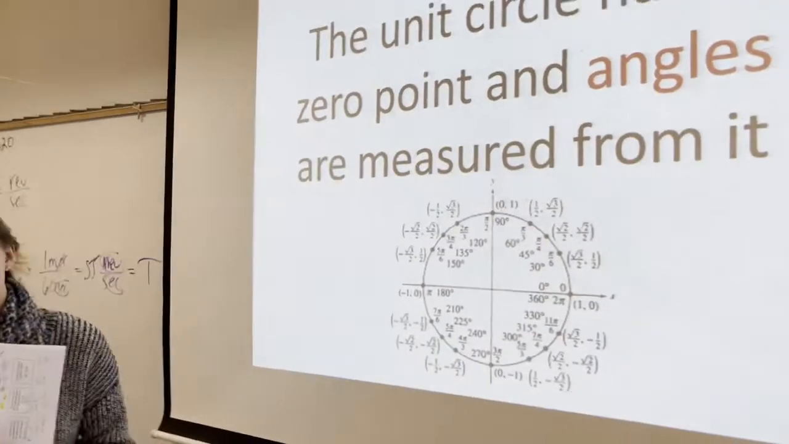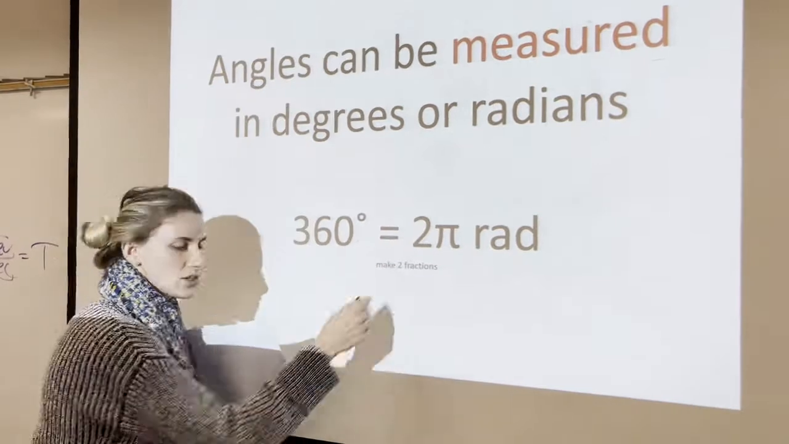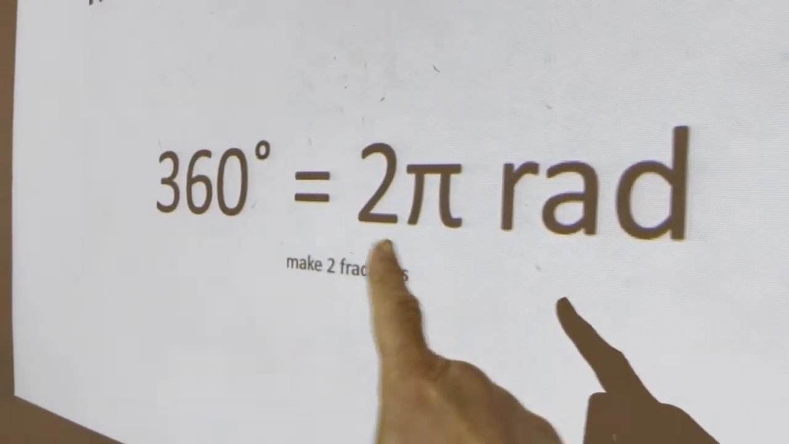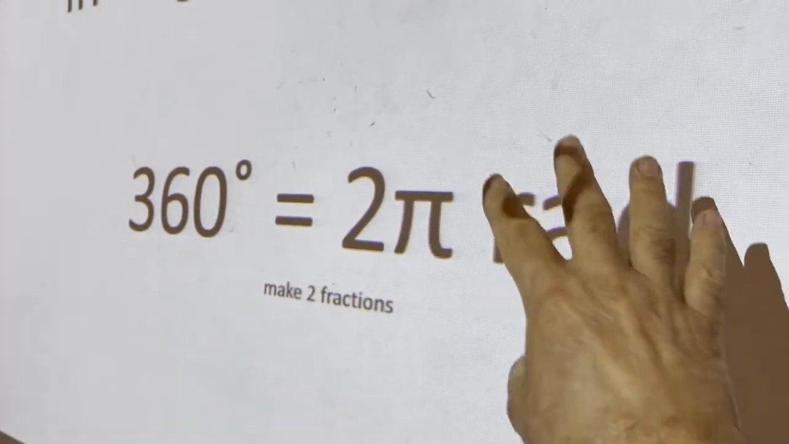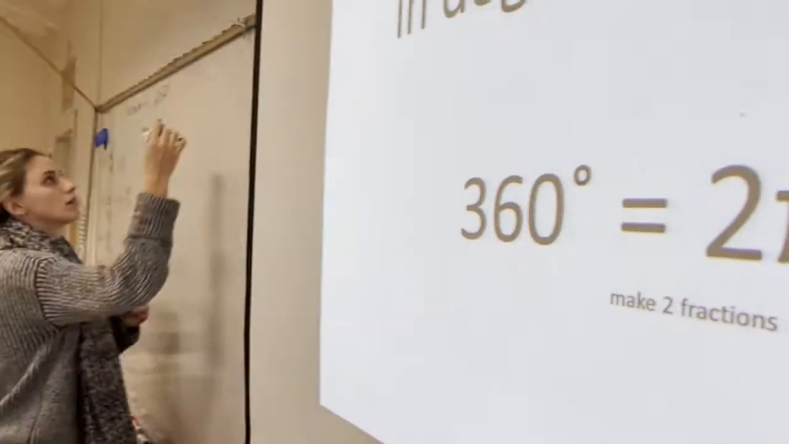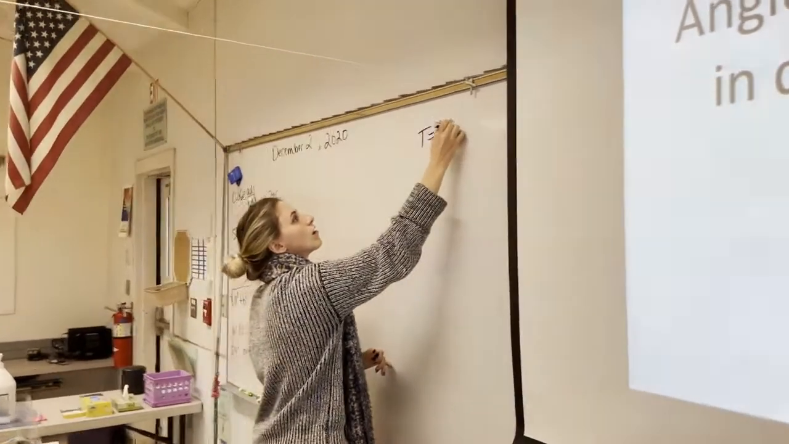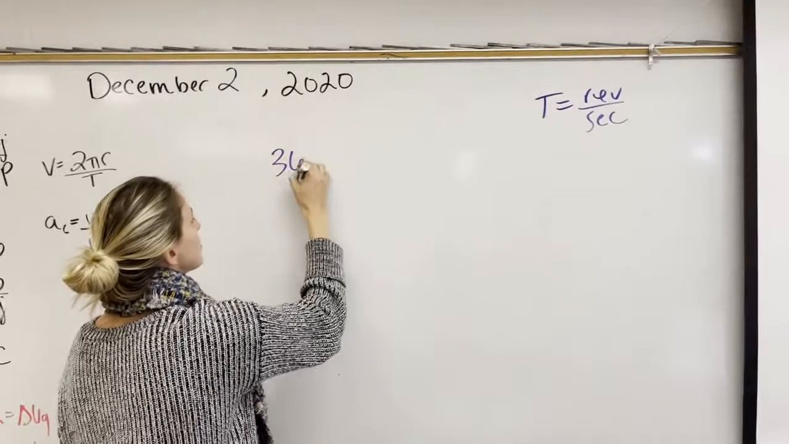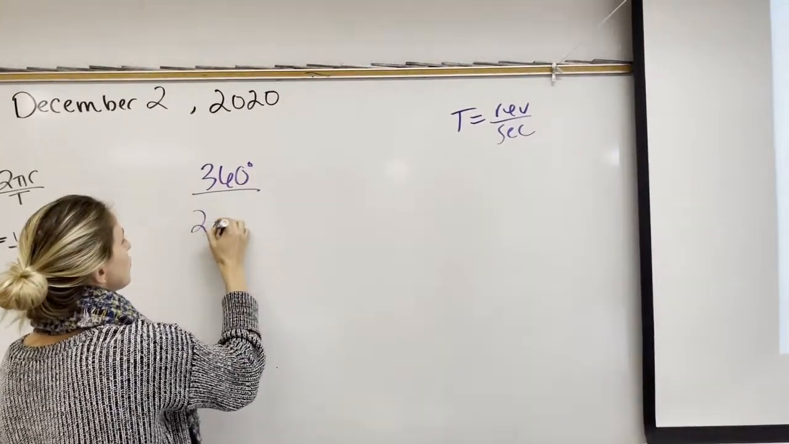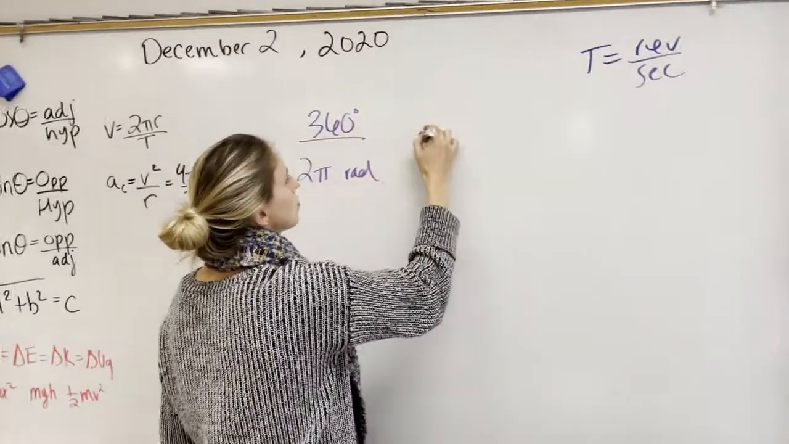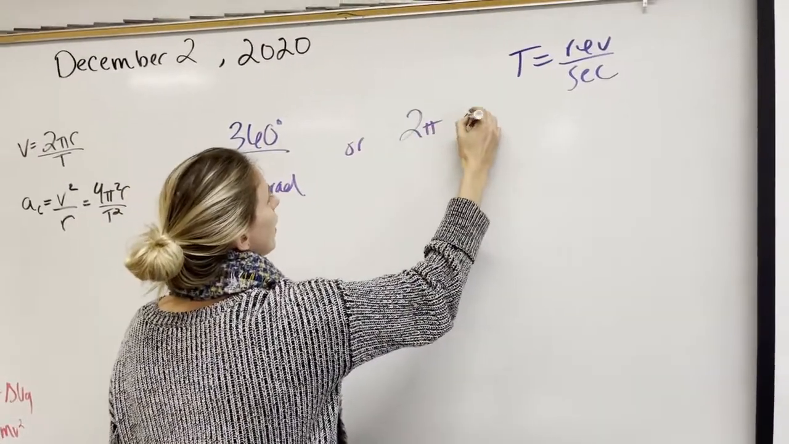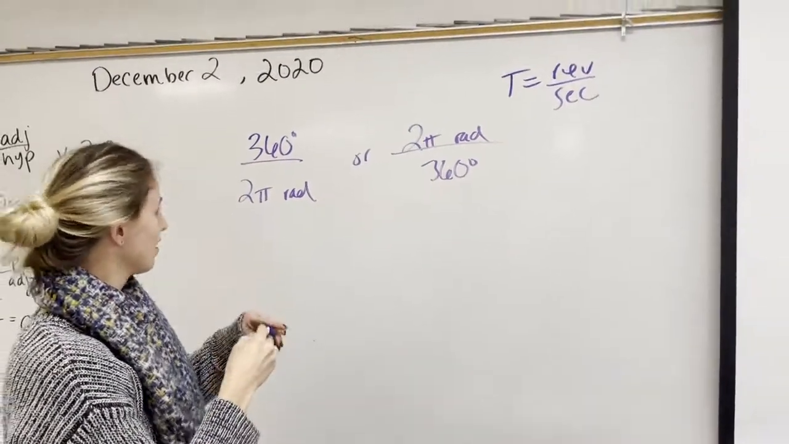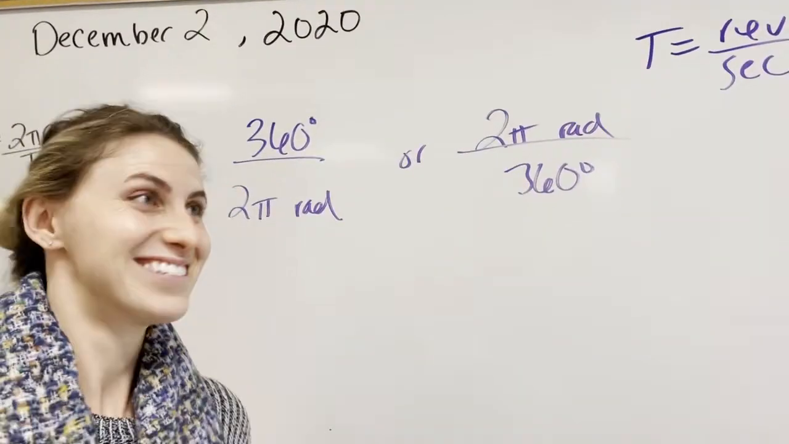Would you guys pause the video and make two fractions out of this? Why are you doing that? Remember, radians are just units, like degrees. So when we make calculations, the radians are just the units. Sometimes they go away. What do we have here? 360 degrees over 2 pi radians, or 2 pi radians over 360 degrees. Those look like conversion fractions to me. They sure are.